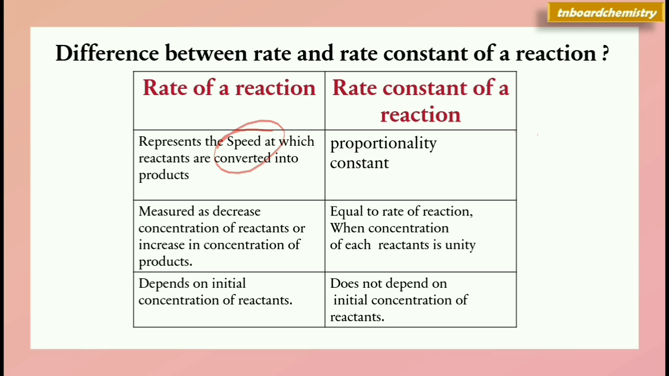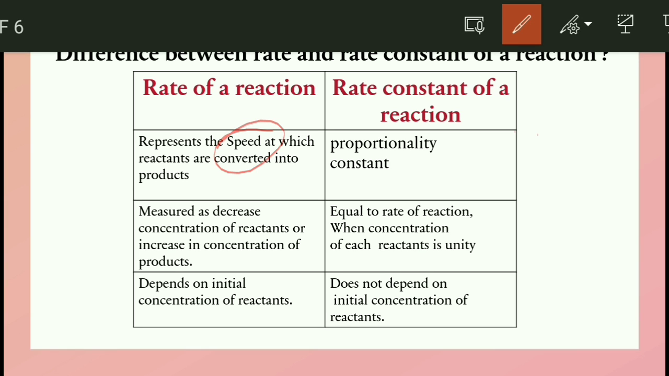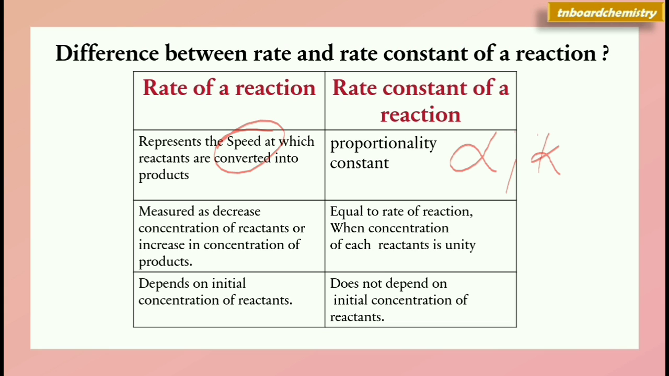Rate constant of a reaction is nothing but the proportionality constant. We normally denote it as alpha, or we denote it as small k. Rate of a reaction is a measure of decrease in concentration of reactants, or, the other way, it is the measure of increase in concentration of products.